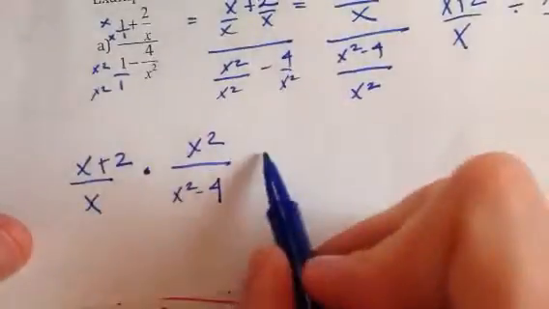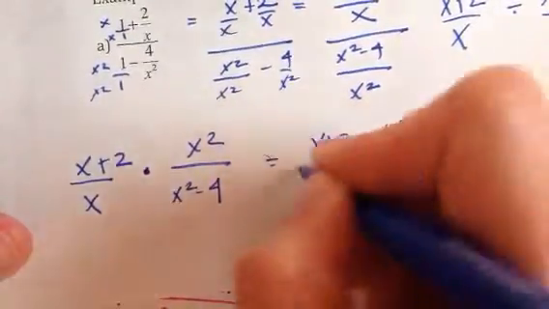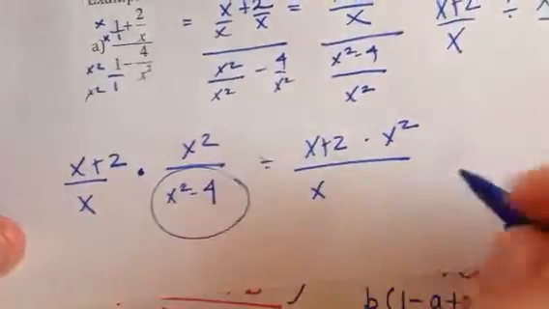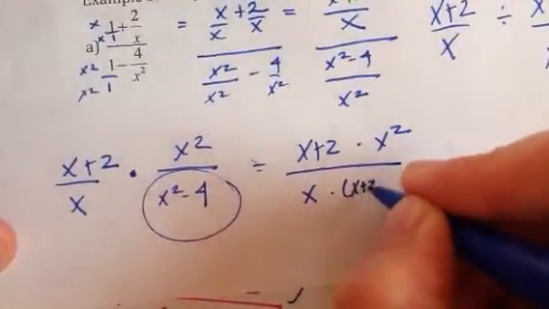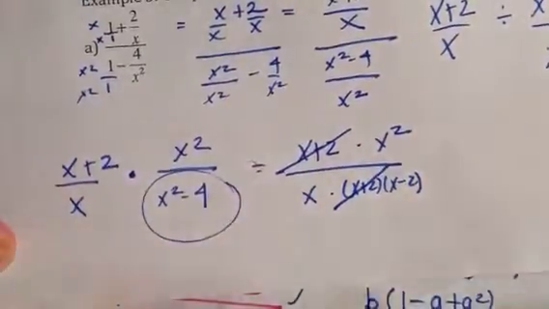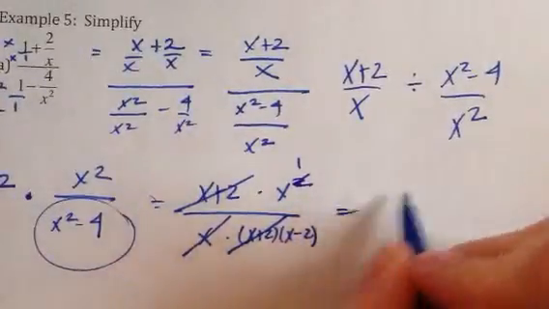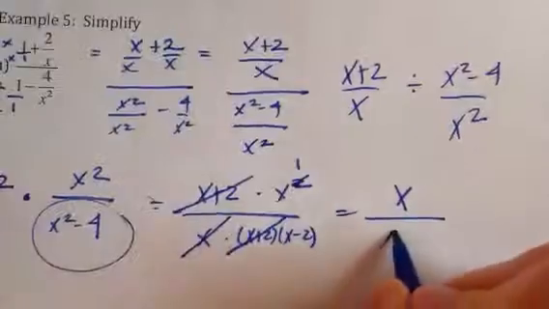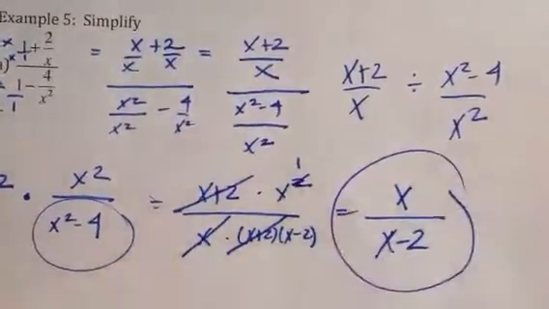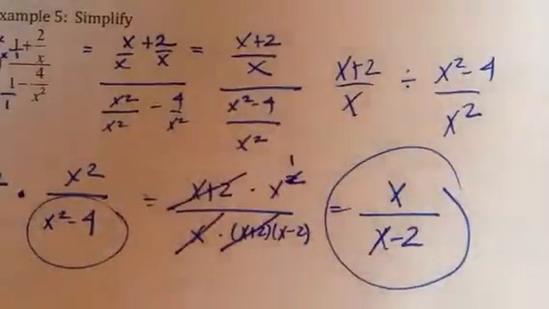Now I see if I can factor. So I have x plus 2 times x squared over x, difference of squares. So x plus 2, x minus 2. Same on top, same on bottom, cancels. This x cancels out with one of those x's, so I'm left with an x on top and an x minus 2 in the denominator. Again, pick the method that works best for you.